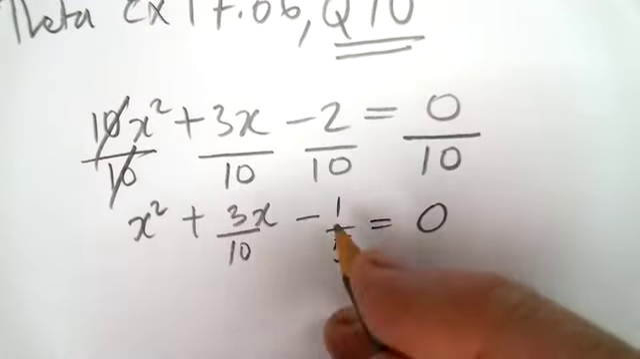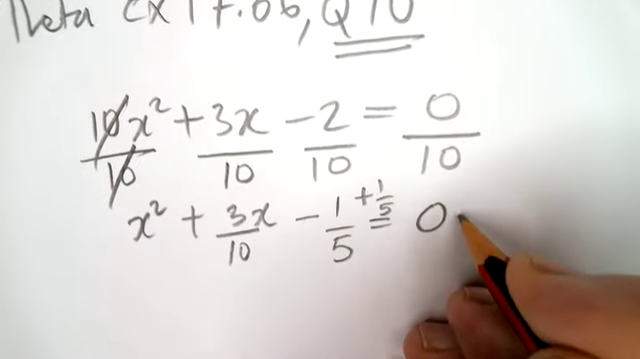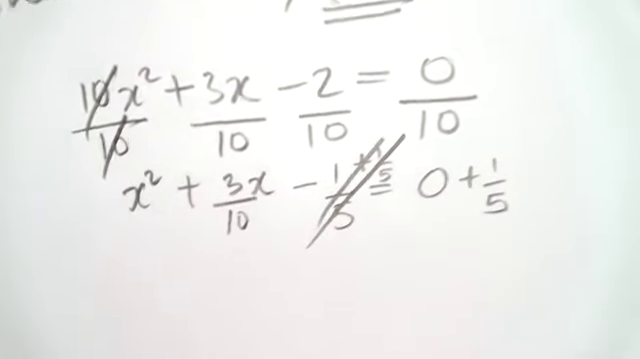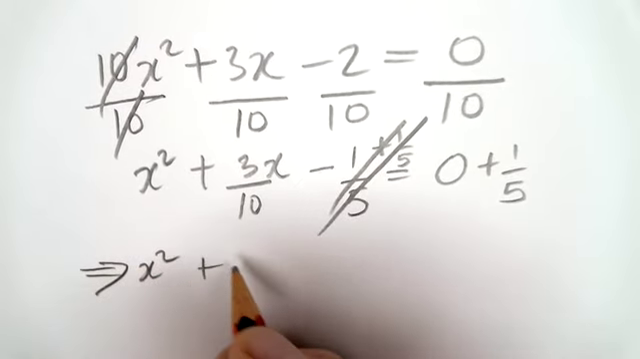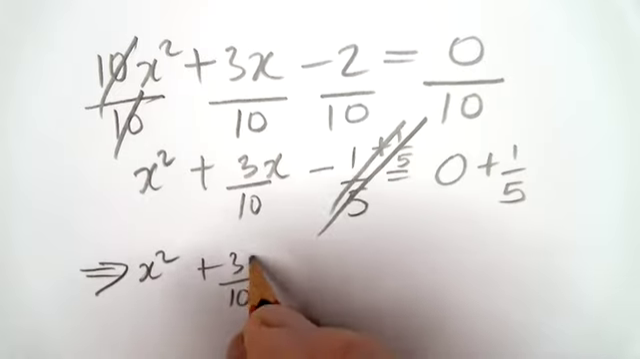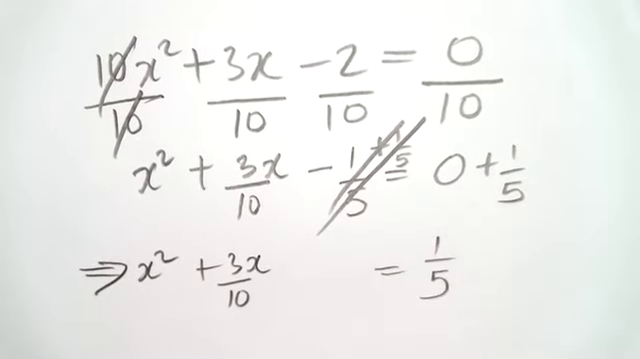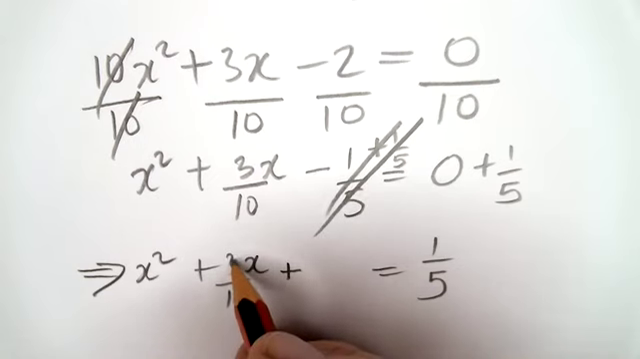So let's add a fifth to both sides at this point. I'm going to add 1/5, add 1/5. There we go. So we can now cross out the fifth on this side, and that implies that x squared plus 3x on 10 is equal to 1/5, which is where we're at. Now let's add to both sides the b value, which is 3/10, and I'm going to halve it. If I halve it, I'm going to double the denominator, so it's going to be 3 on 20.